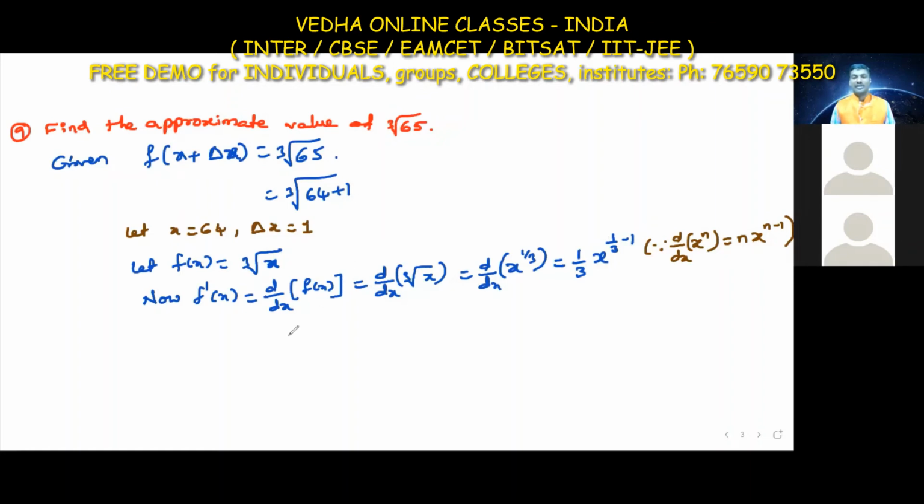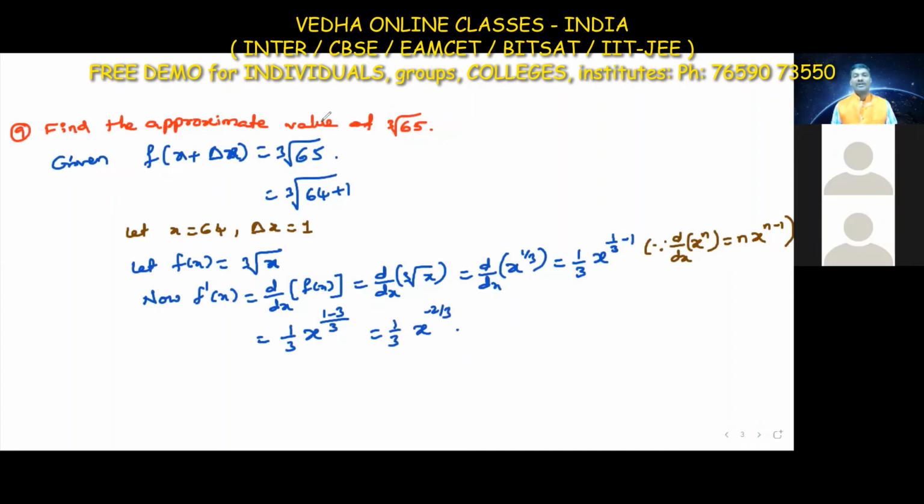Now this is equal to 1 by 3 as it is, and x to the power 1 minus 1 with LCM 3, so 1 by 3 minus 1 is minus 2 by 3. This is equal to 1 by 3 into x to the power minus 2 by 3. This is the f dash of x value.